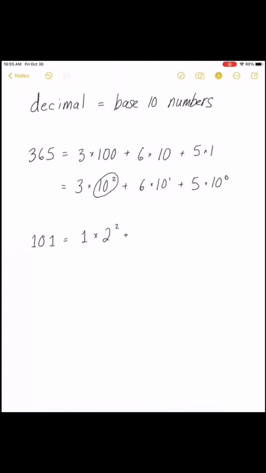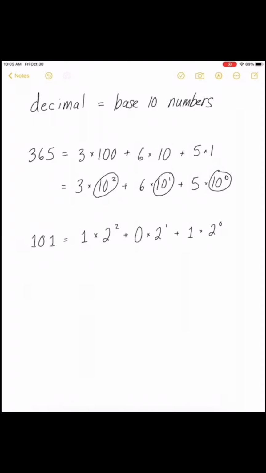And then our second digit is 0 times, and then again, instead of doing 10 to the first, we do 2 to the first because our base is 2. And then last, we have 1 times, not 10, we're going to have 2 to the 0 because, again, our base is 2. So we are essentially replacing the place that the 10 takes up with a 2.